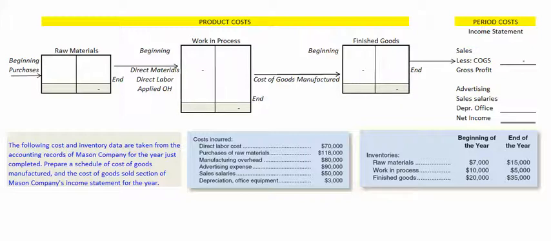Rather than prepare schedules, we're going to complete the flow diagram to calculate our cost of goods manufactured and our cost of goods sold for the Mason Company. Let's begin by recording the information that's given.